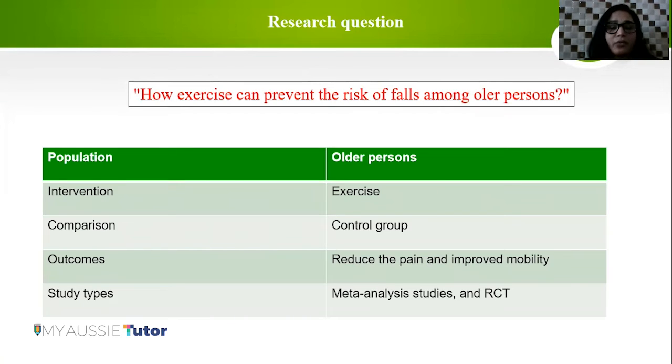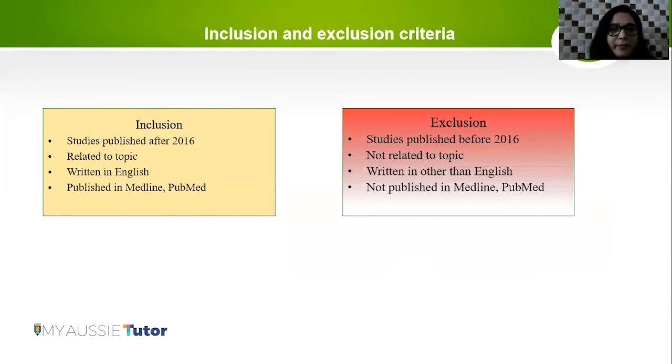For this literature review, what can be the research question and how will the PICO question be designed? The research question will focus on how exercise can prevent the risk of falls among older persons. For the PICO question, the population will include older persons and the intervention will be exercise. The comparison will be with a control group where the risk of falls will be moderate. The outcomes will be reducing pain and improving mobility among older persons. The study types will mostly include meta-analyses and randomized controlled trials. So what will be the inclusion and exclusion criteria for this review?